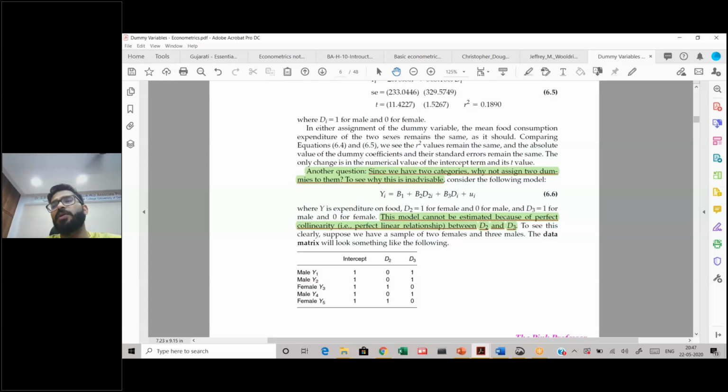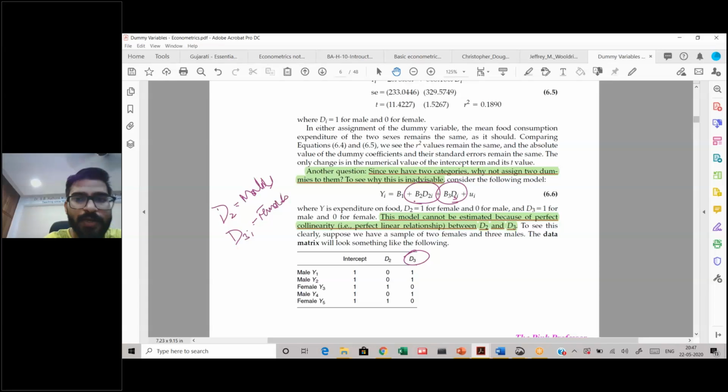Another pertinent question that students often ask is, why not take two dummy variables? Why not take d1i and d2i, or this should have been d3i. There are a couple of mistakes in this reading, although I've corrected some of them. Suppose this is d3i. So I am saying that d2i is for males and d3i is for females.